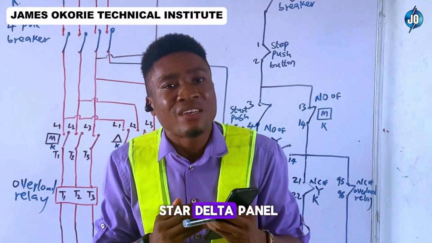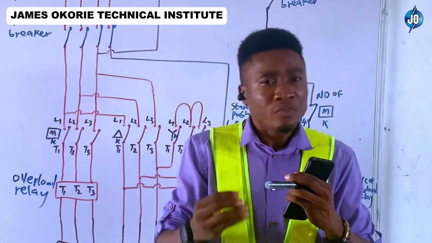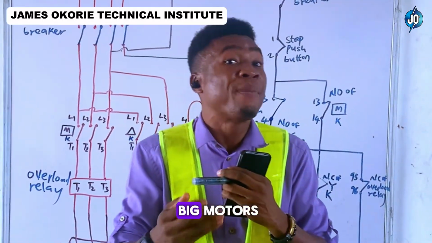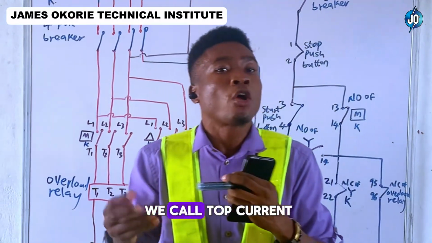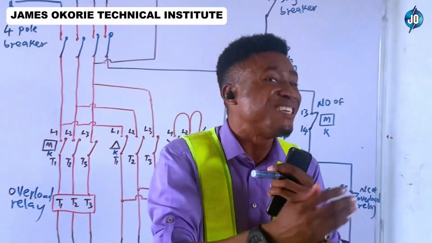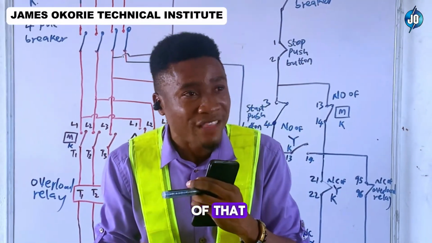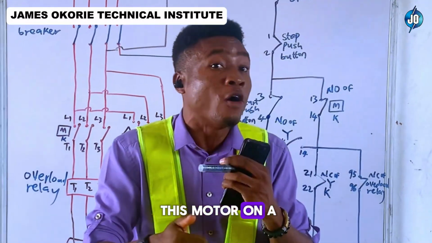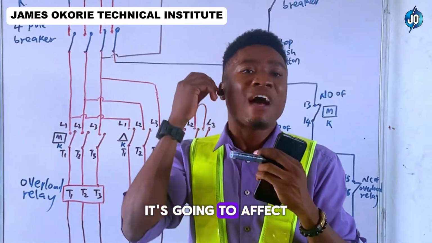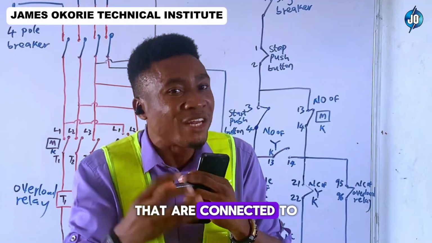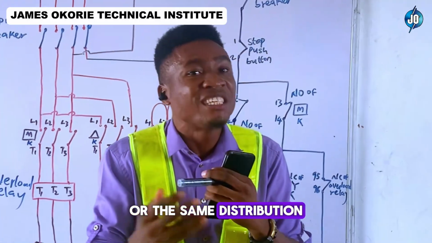Why do you need a star delta panel? Most of the electrical motors you buy are big motors. Motors start with what we call top current, or times 2 or times 3 of its initial current. But because of that, it's discovered that when you start this motor on a very high voltage, it's going to affect other things that are connected on the same bus bar or the same distribution port with it.